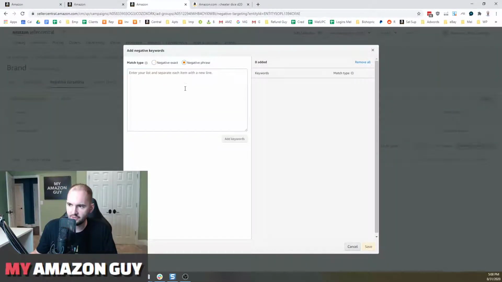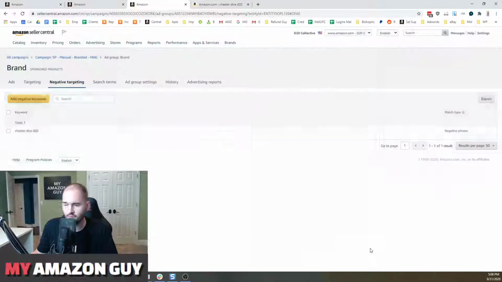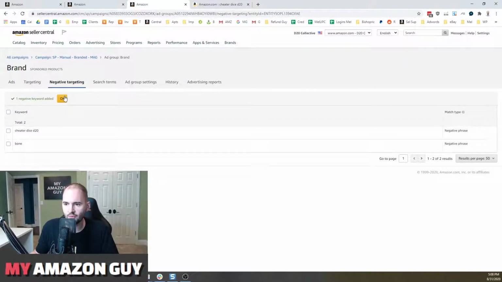Anything that's not inside of our product that somebody might be searching for, they're probably not going to buy this product. So we're going to negate the word bone as well. So that's how you add a negative keyword.